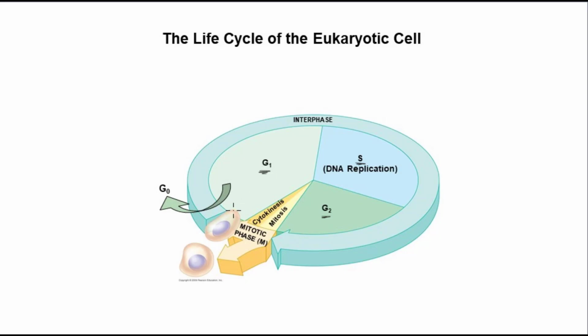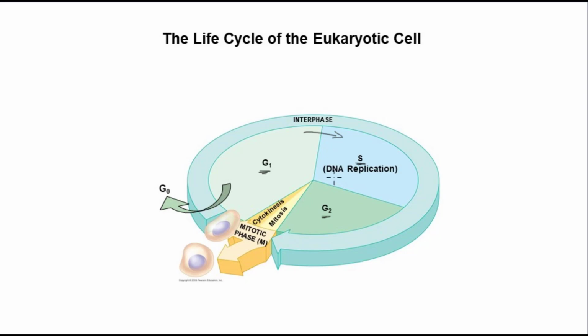It's going to be metabolically active, it's going to be expressing genes, it's going to be synthesizing proteins, it's going to be doing anything that is associated with this specific cell type. Only if that cell is signaled to do so is it actually going to leave G1 and enter the next phase of interphase, what's called S phase.